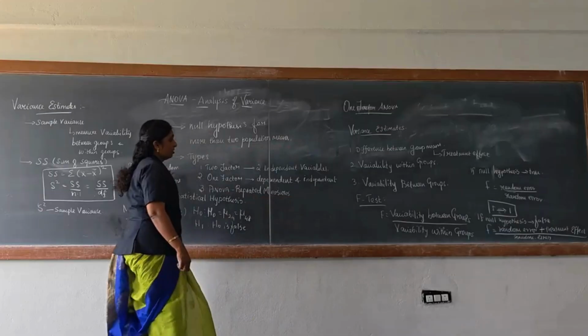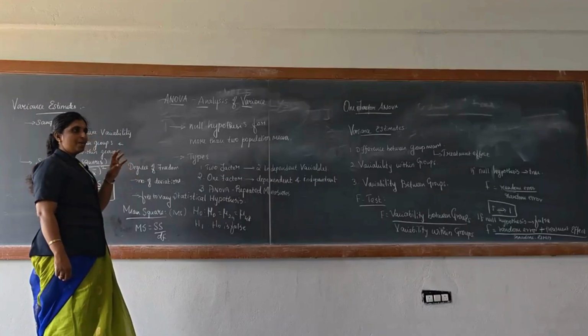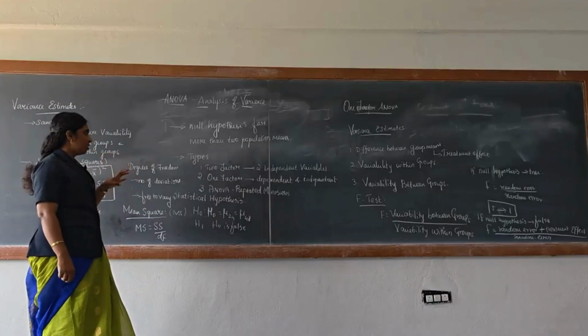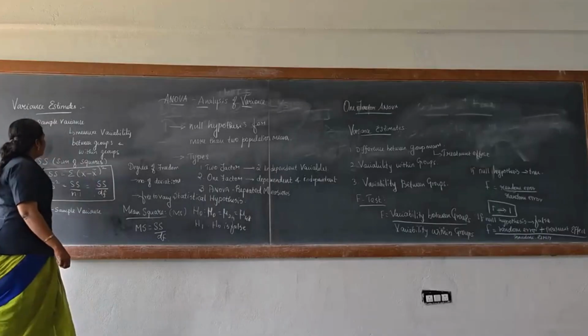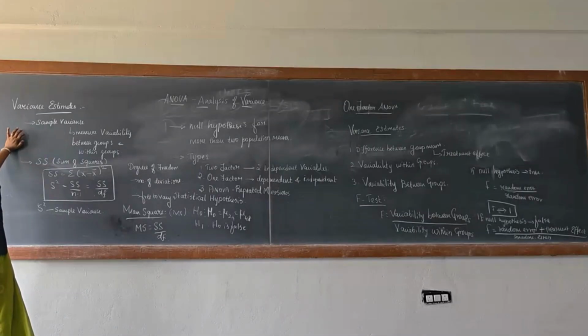So we go for the definition formula. One factor ANOVA contains two types of formulas: one is the definition formula, and the other is the computation formula. Before that, you have to know the definition formula, variance, and under this, the variance estimate.